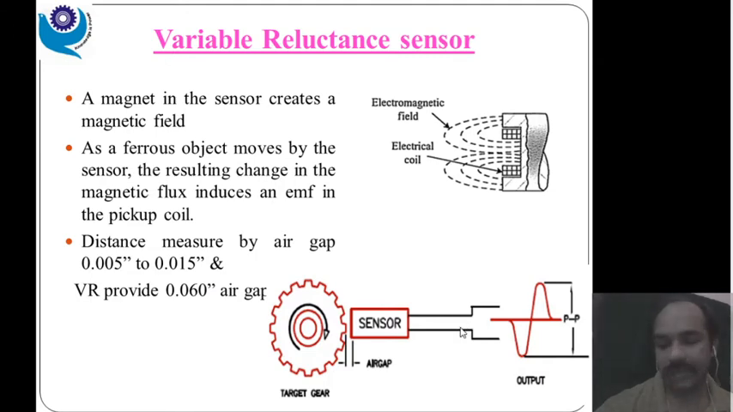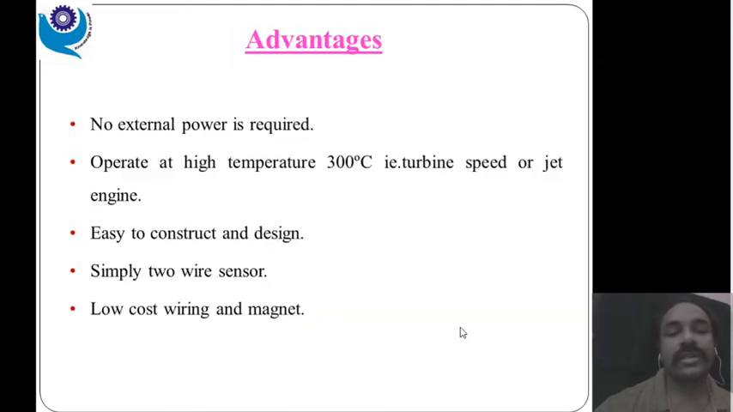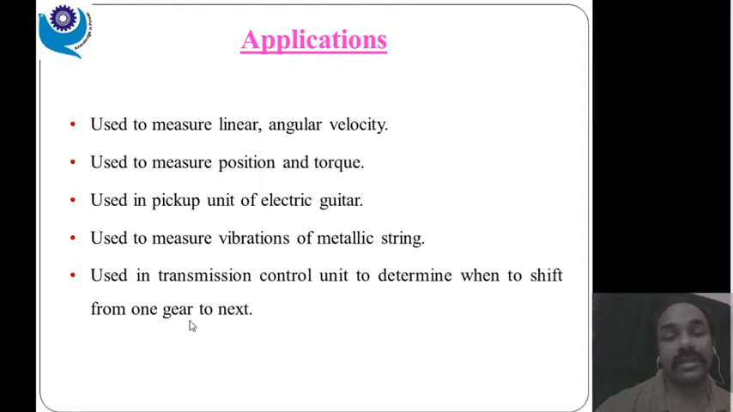So that's why complexity is very less. It is not that much complex. Low cost wiring and magnets, obviously these are the various advantages of the VR sensor, motion sensor.